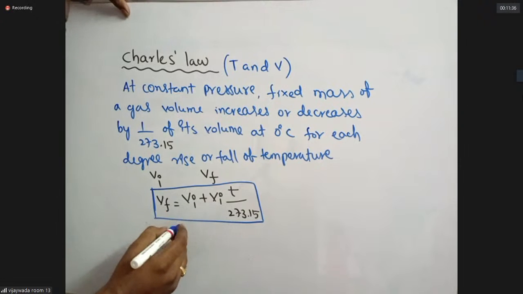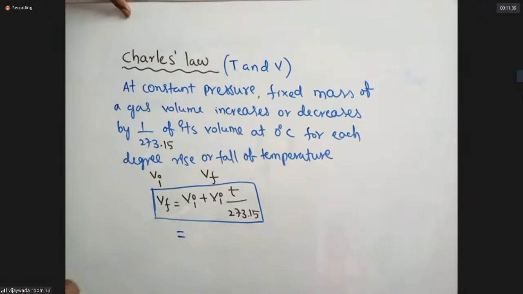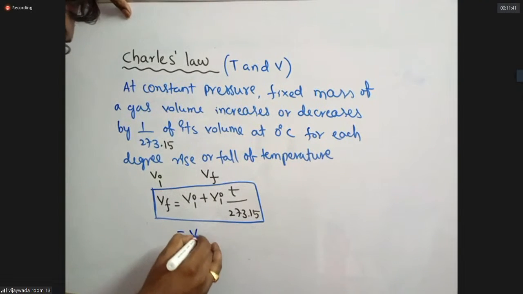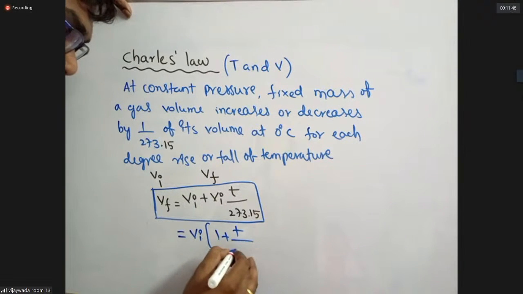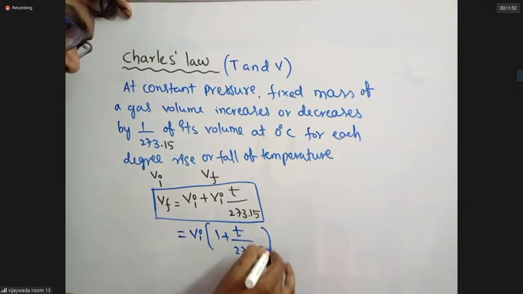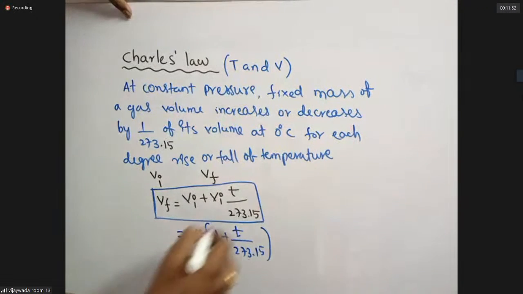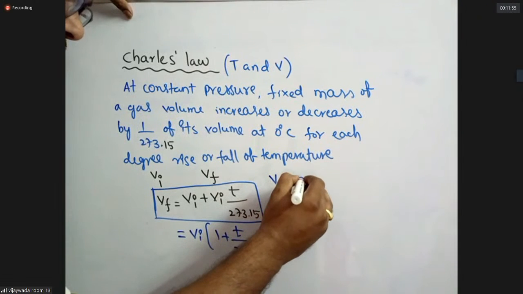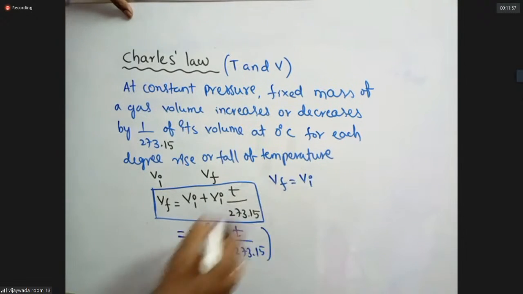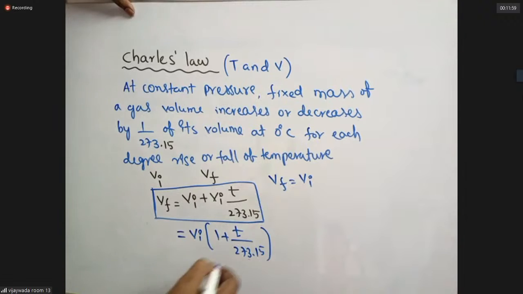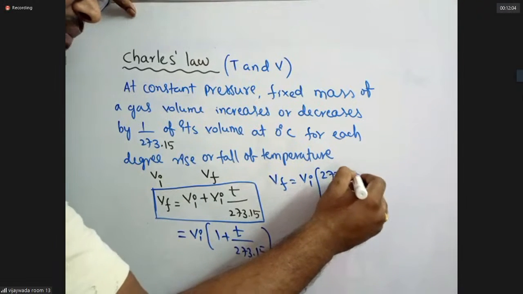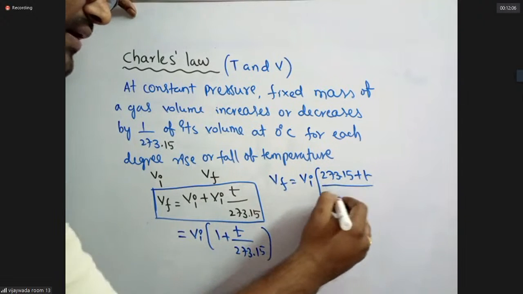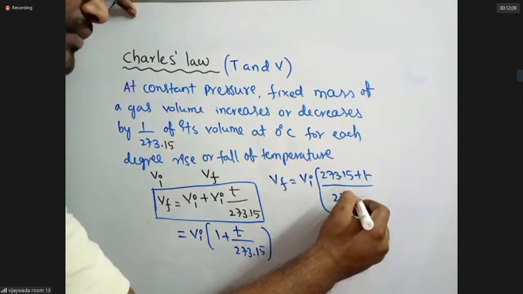Further simplification of this formula: V initial is constant, so common. V final equals Vi into 1 plus T by 273.15. Further simplification, V final equal to Vi into (273.15 plus T) by 273.15.